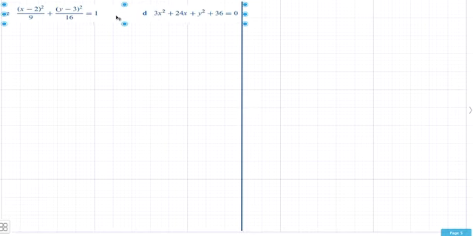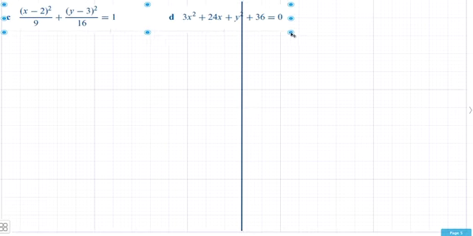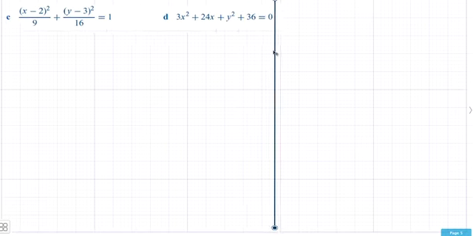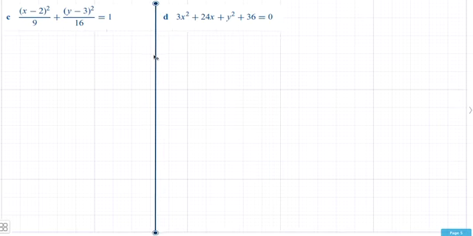So these two are a little bit more difficult. We've got a shift or translation, and we've also got one where we're going to need to complete the square. Okay, so the first one here, we can see the center. I was a bit confused. The center for this one is going to be at 2, 3 because you're opposite signs.